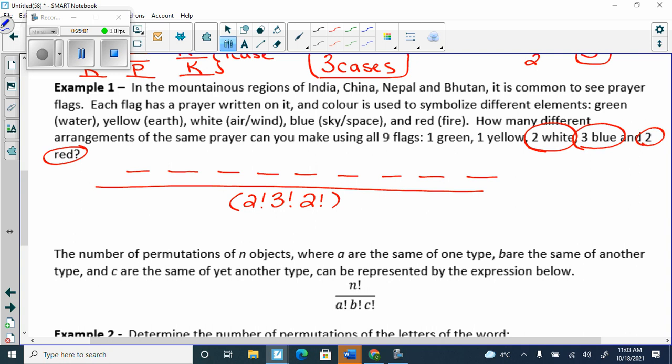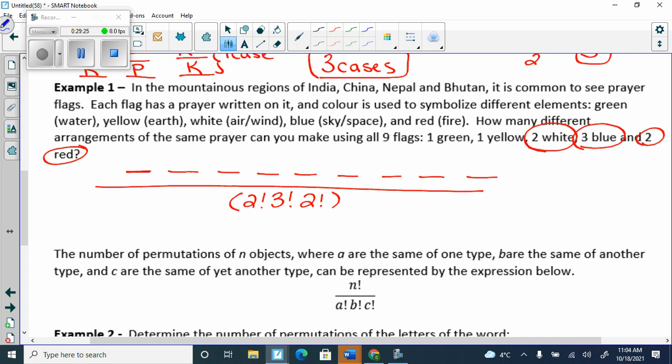Okay? Now, is there any restrictions on like the first part of the flag has to be white, the last part has to be blue, and the middle one has to be green or anything like that? No. There's no restrictions, is there? So I go to the top and I say, how many different colors can I have for this blank? No restrictions. How many different colors?